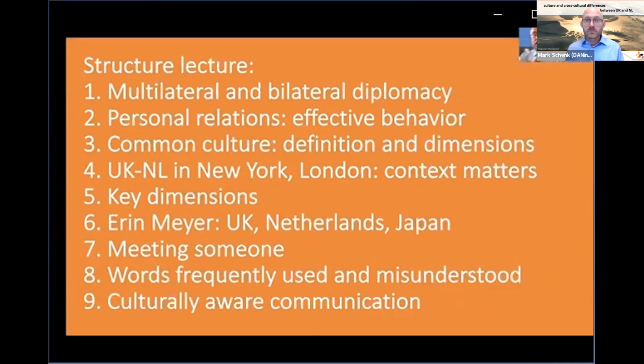Lost in translation words which struck me here in the UK. And then some general remarks on what I would say communication between different cultures and how to become culturally aware. Let's go to the next slide, please.